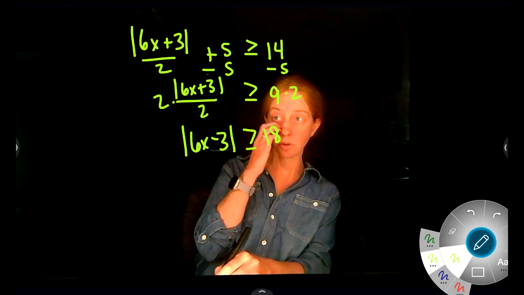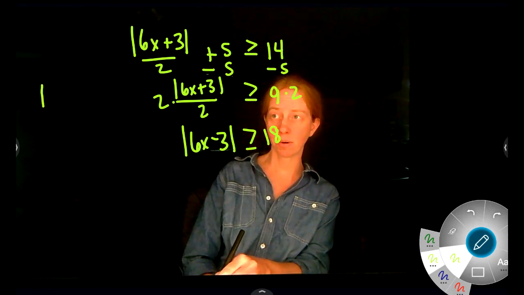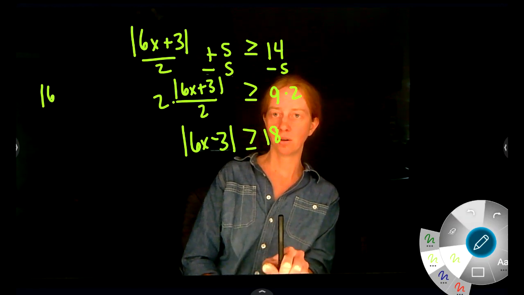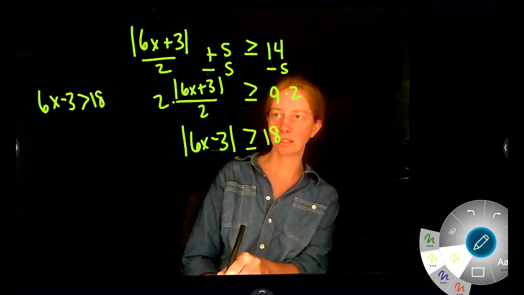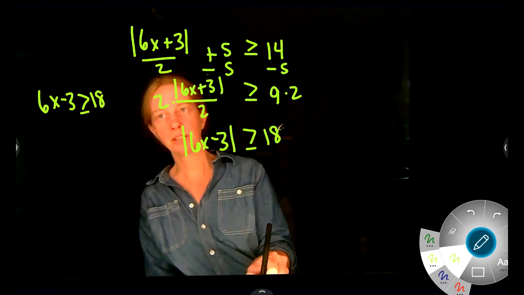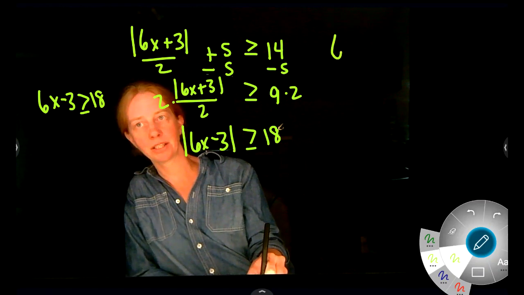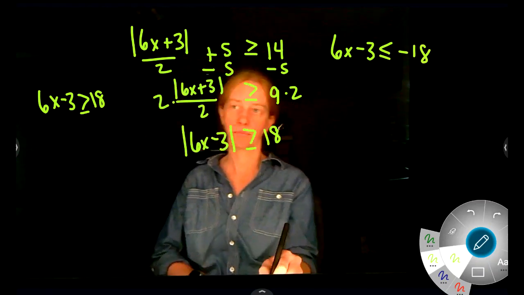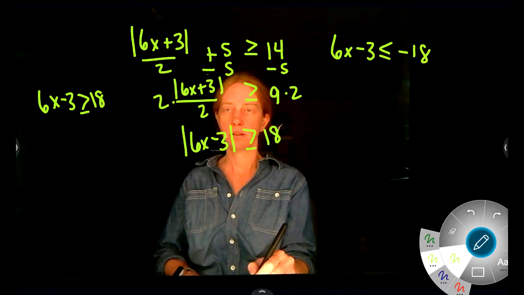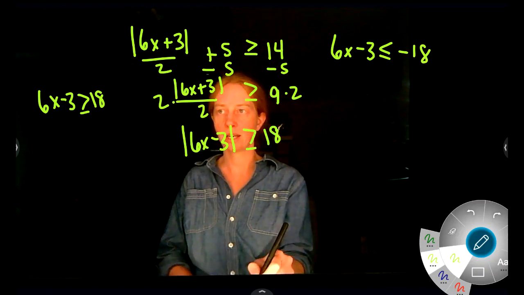So now we're going to do our two cases. So we have one case over here that's our positive case. I don't know why I keep drawing the absolute value bars. We don't need them anymore. So 6x minus 3 is greater than or equal to 18. And then over this side, we have our negative case. So we have our 6x minus 3, and again, we flip the sign, minus 18, because we're making this a negative. So we flip the sign and we change it to a negative.